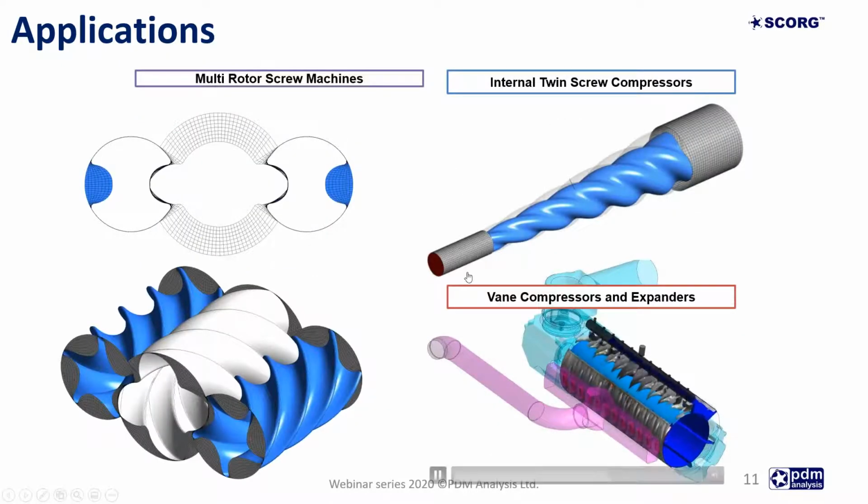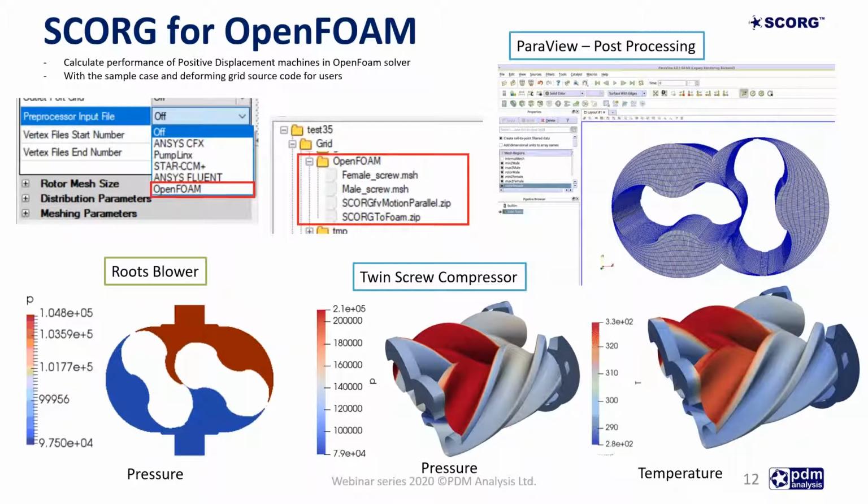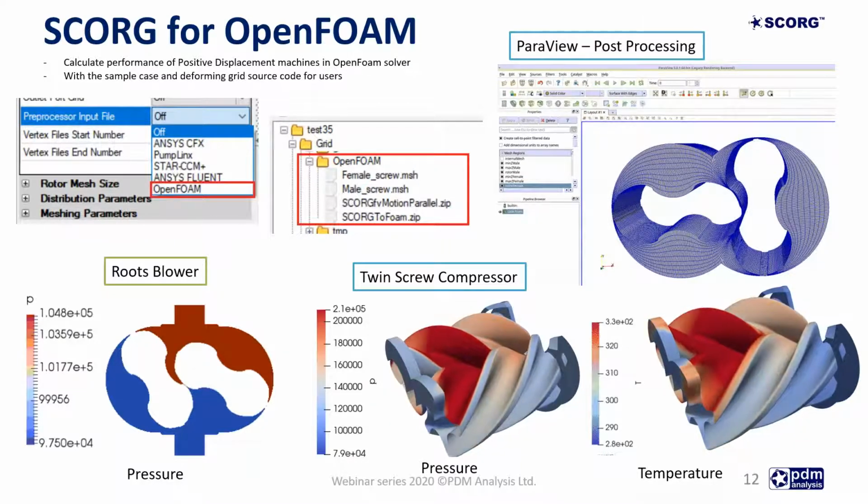Furthermore, you can explore a variety of configurations such as multiple gate rotors, multiple screw machines, internally connected twin screw rotors, as you see in this example, or different types of machines such as vane compressors and expanders, as you see here. And the latest solver which we have integrated in Scorch is the OpenFOAM solver.